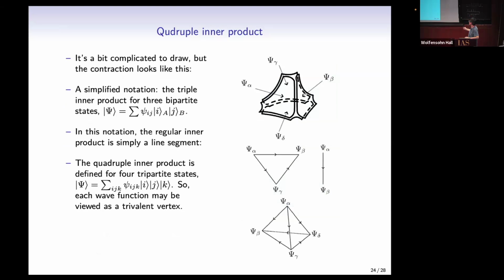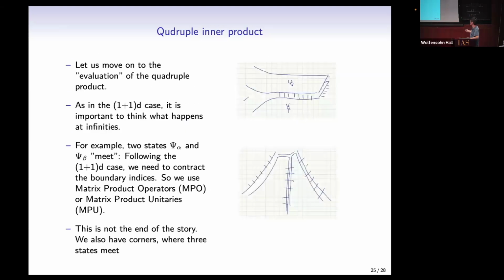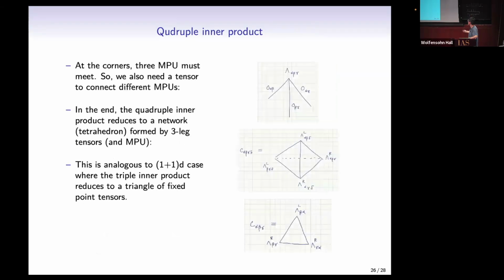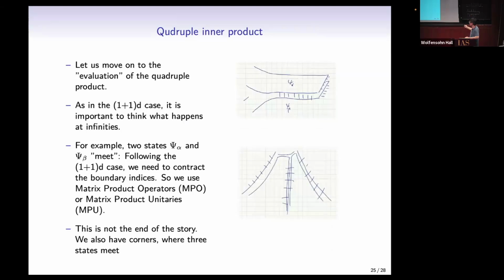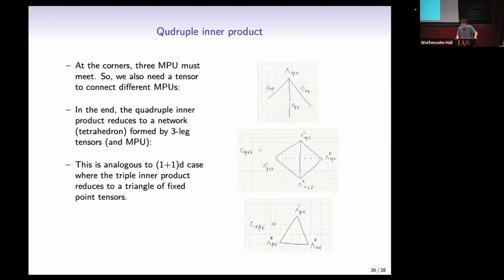But additionally, there's now this sort of vertex where four states meet and three interfaces meet. So we need additional consideration for such a vertex region. We need to define a new object, a three-leg object, which connects these three matrix product operators, which are used to cap off this region. So anyway, I cannot give a very detailed description, unfortunately, but there's some way to generalize it.